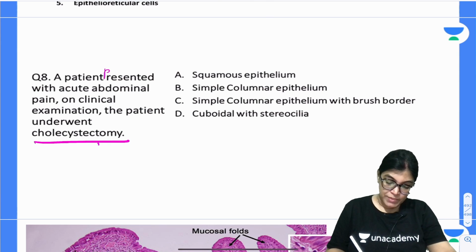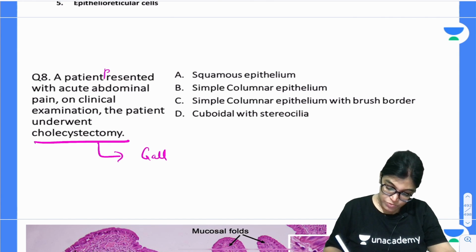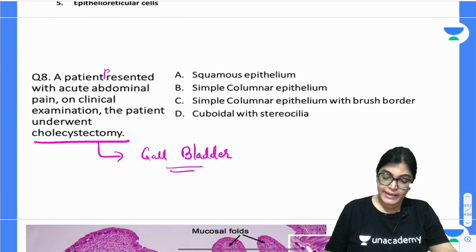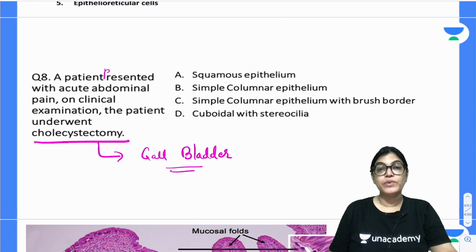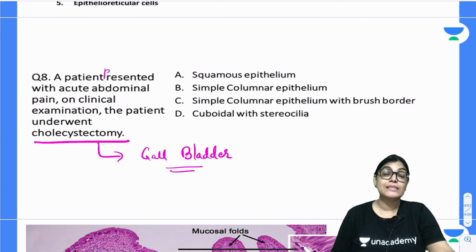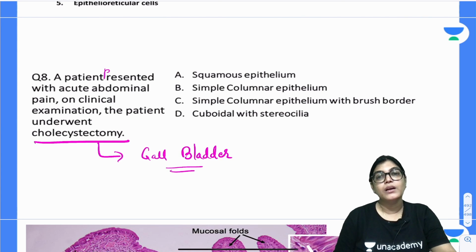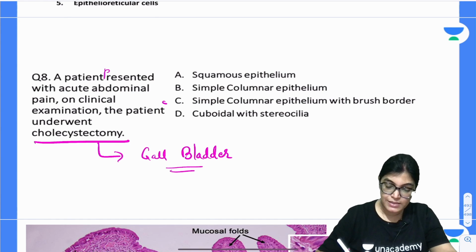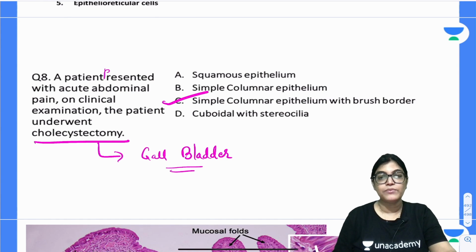Cholecystectomy has been performed. That means gallbladder has been removed. So in case when the gallbladder is removed, we have to know it by epithelium. We know that the lining epithelium of gallbladder is simple columnar epithelium with irregular arrangement of microvilli. So the correct answer will be C, simple columnar epithelium with brush border. Got it, everyone?